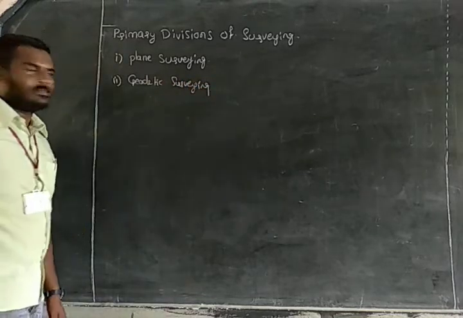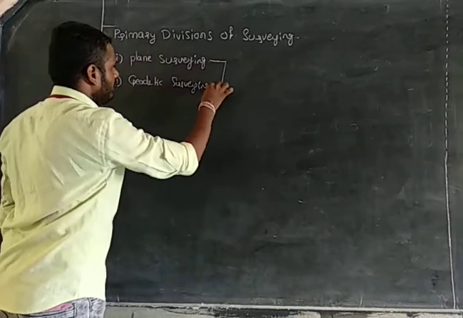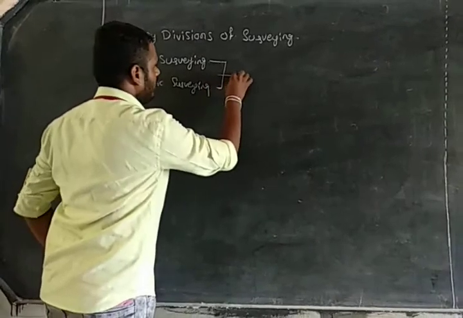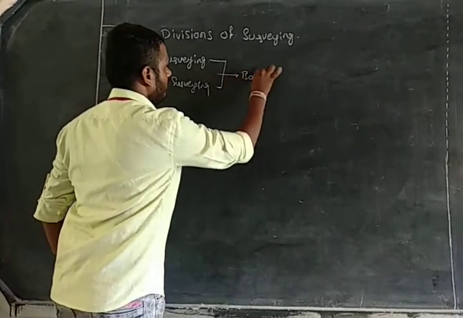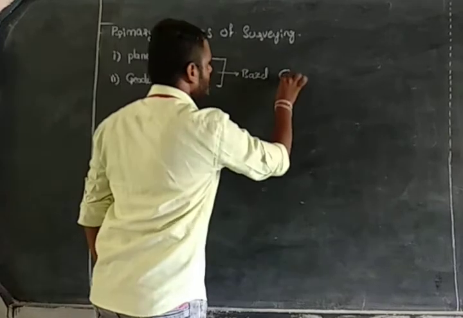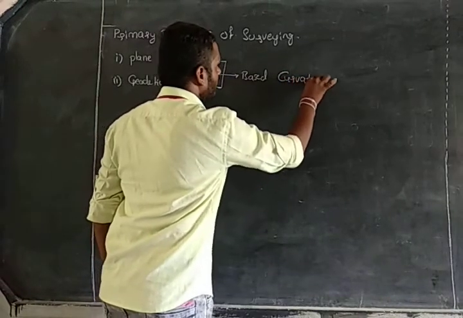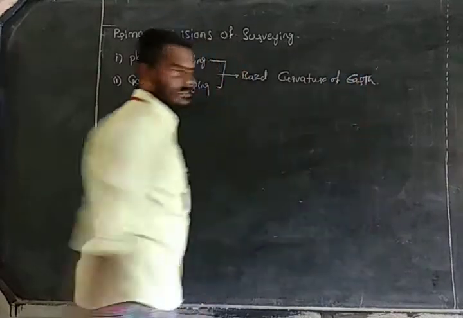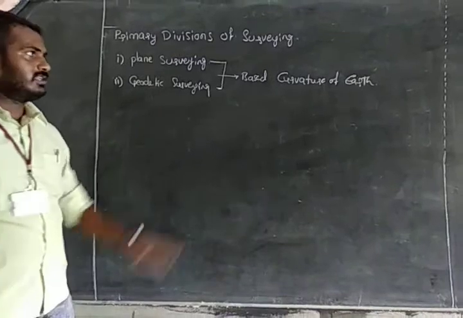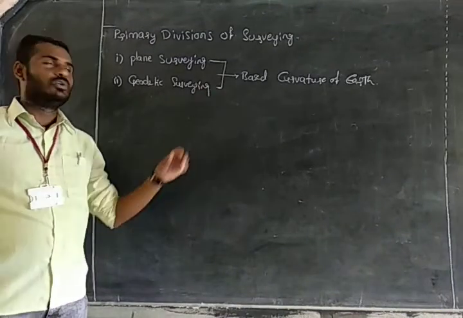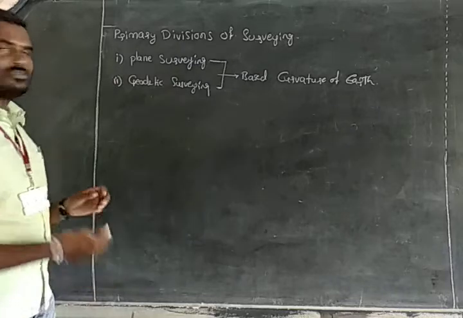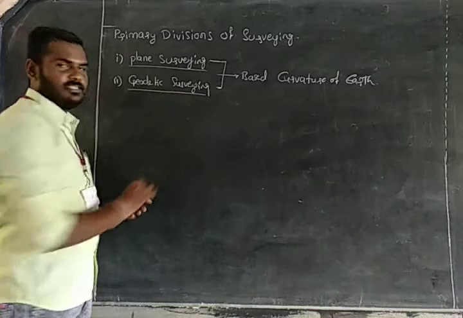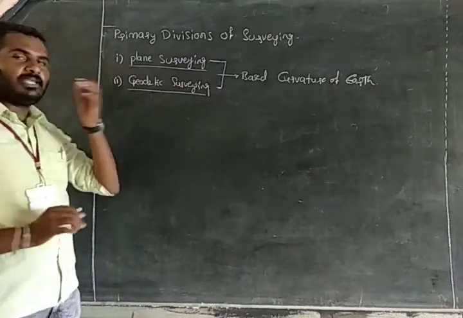And I have told you that plain surveying and geodetic surveying are both primary divisions which are dependent on the curvature of earth. As I discussed in the last class, what is the curvature of earth and how we can see the curvature of that. So now we will discuss what is plain surveying and what is geodetic surveying. First we look into plain surveying.